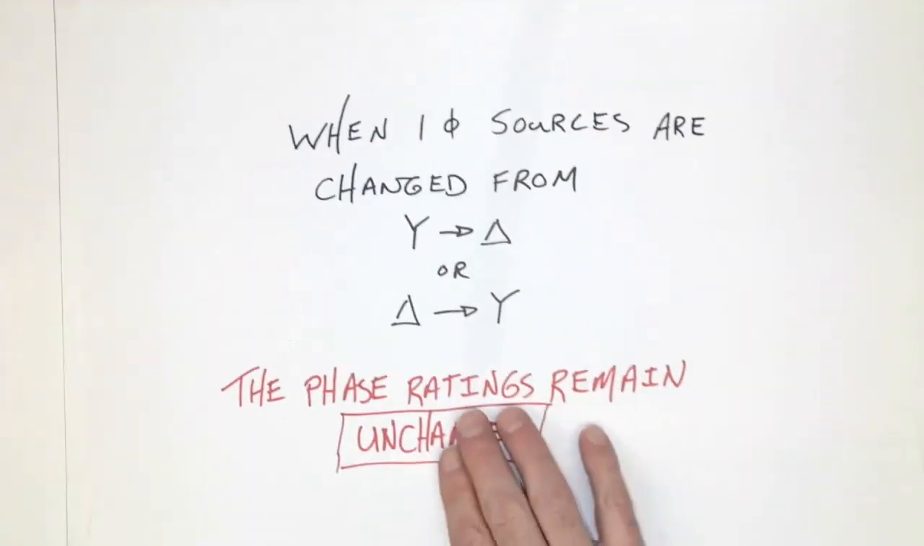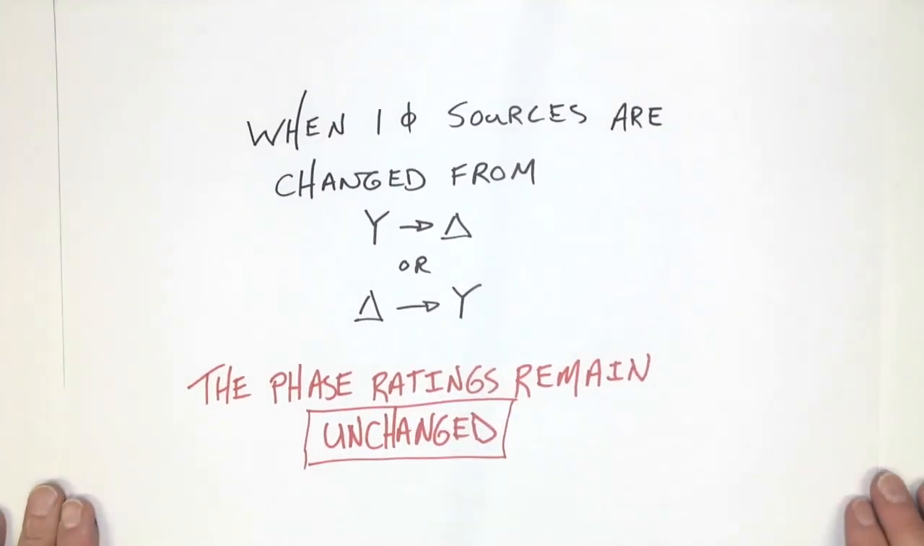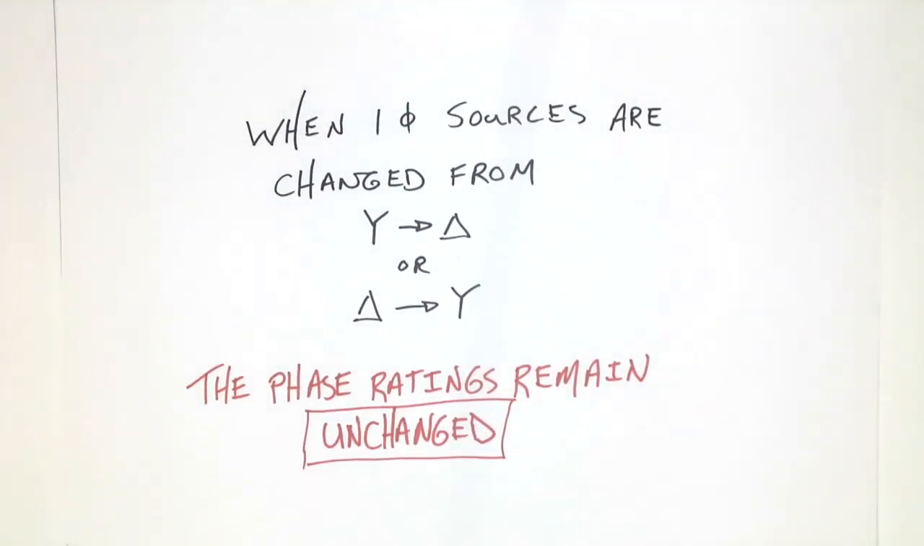So in closing, important to understand, when single phase sources are changed from Y to delta or delta to Y, the phase ratings remain unchanged. And if you can keep that in mind, it will be helpful as you answer different questions relating to this topic.